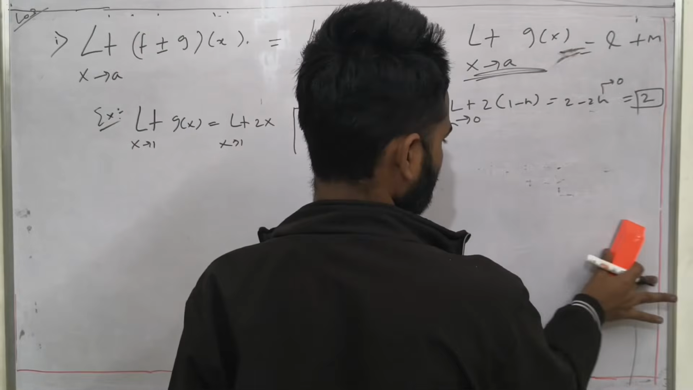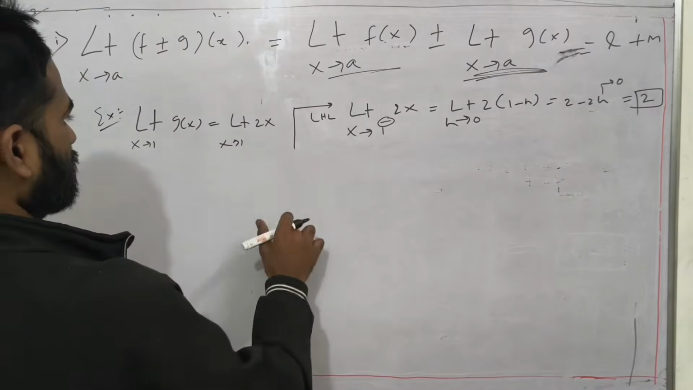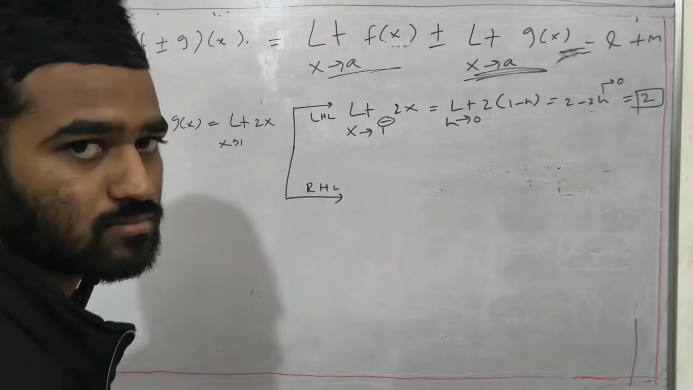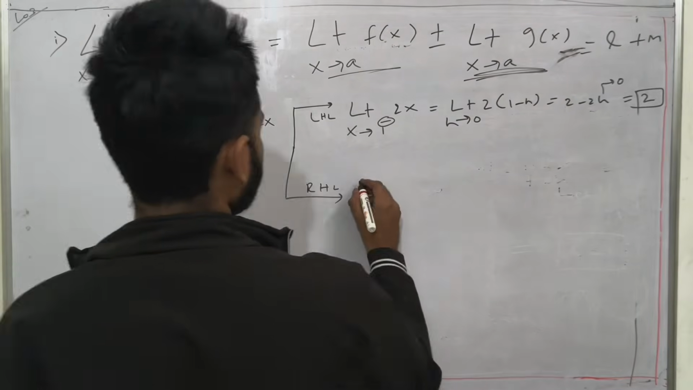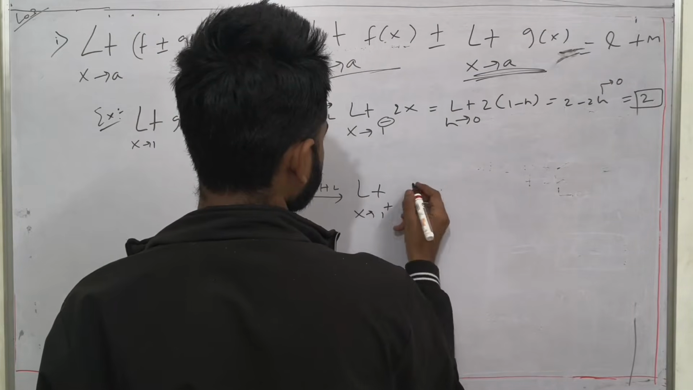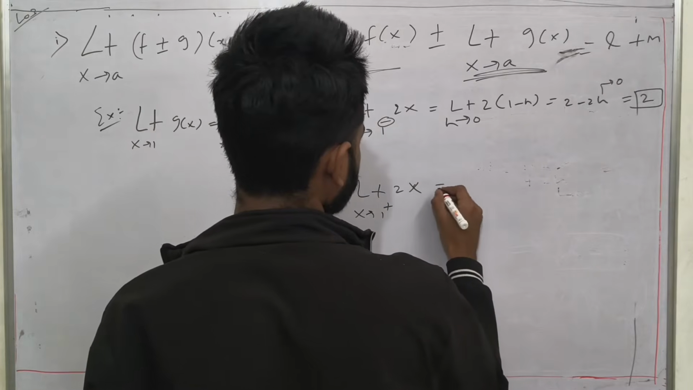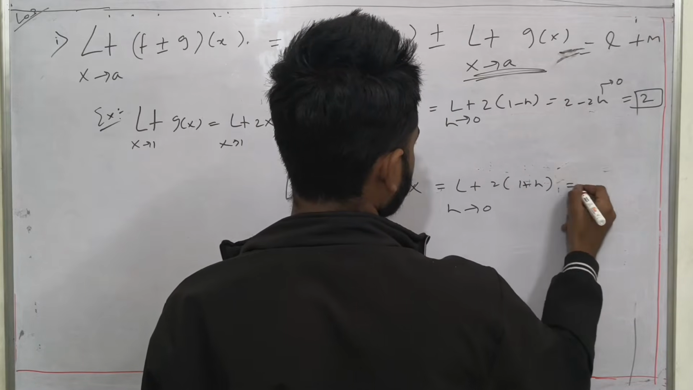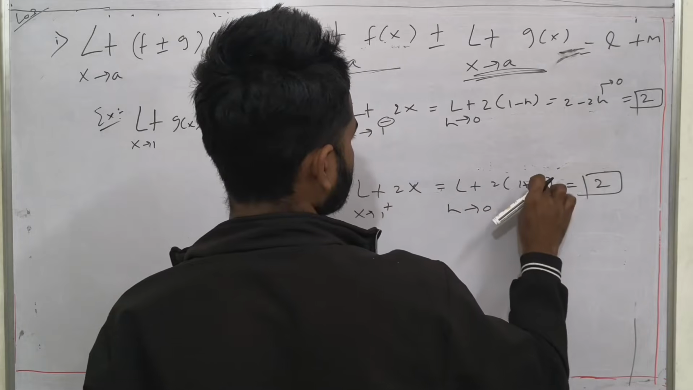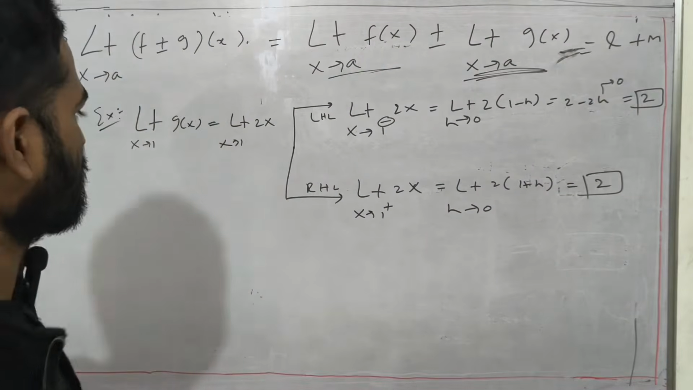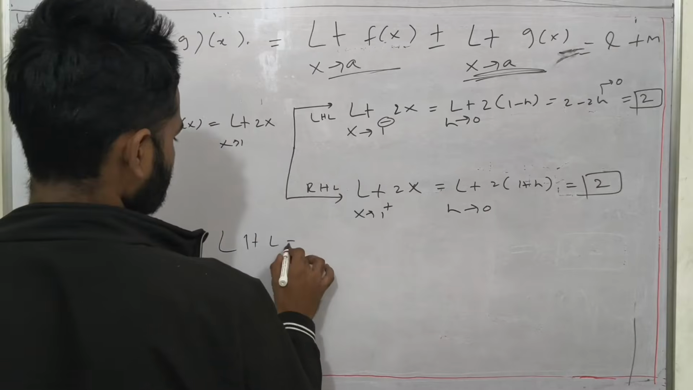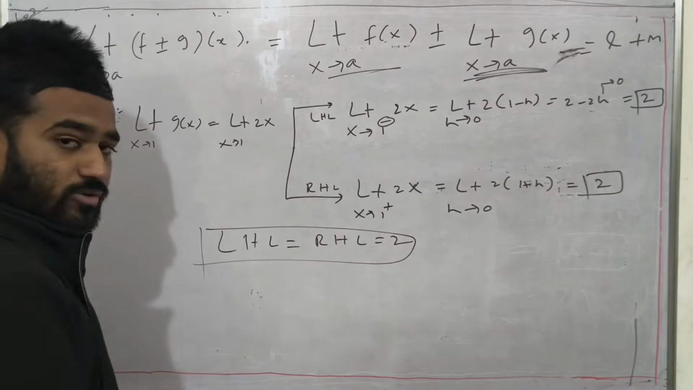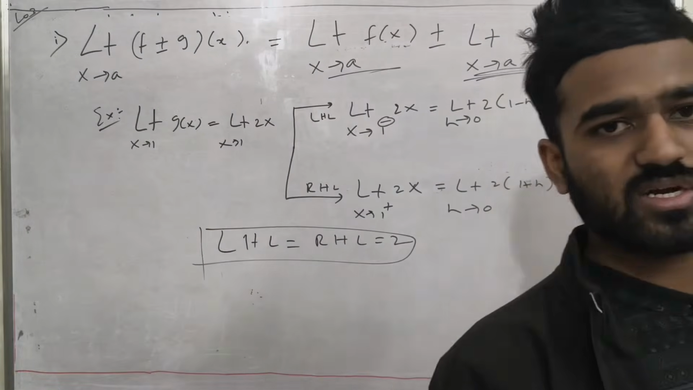Okay, similarly, if you find the right hand limit, understand, limit x tends to 1 plus of f(x) is 2x, so equals limit h tends to 0 of 2 into (1 plus h), which equals 2, as h tends to 0. So here again, left hand limit equals right hand limit equals 2.